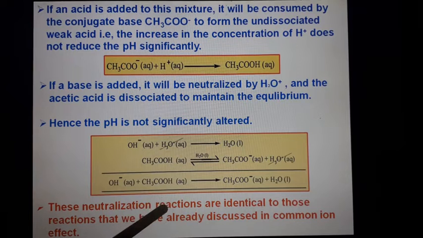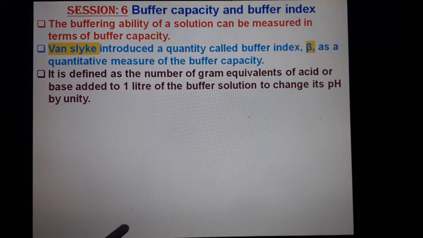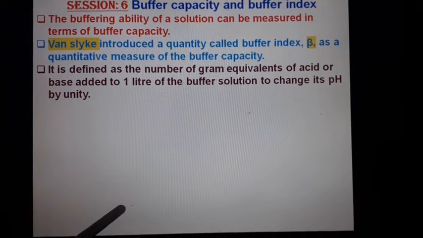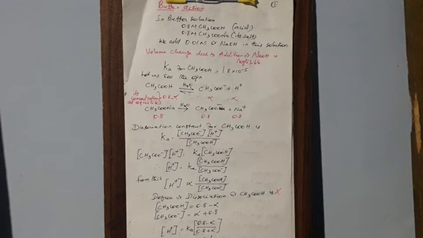These neutralization reactions are identical to those reactions we have already discussed in the common ion effect. Earlier we already saw the definition, the neutralization of acid and bases. Now we see the problems in buffer action.